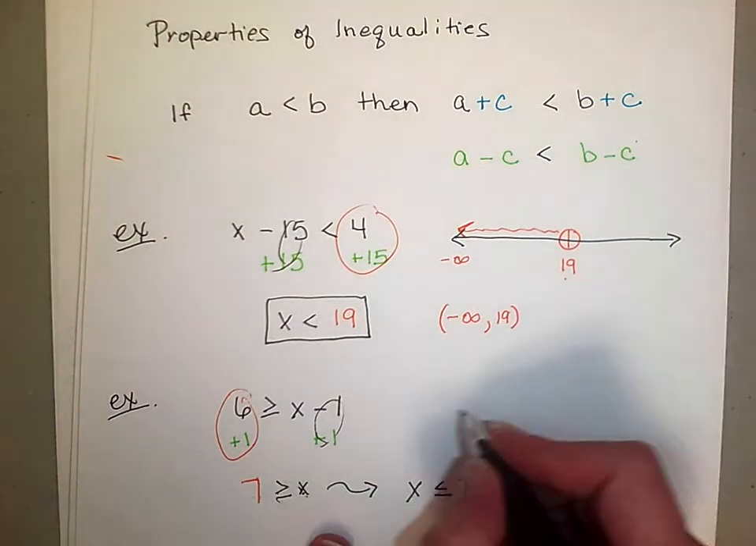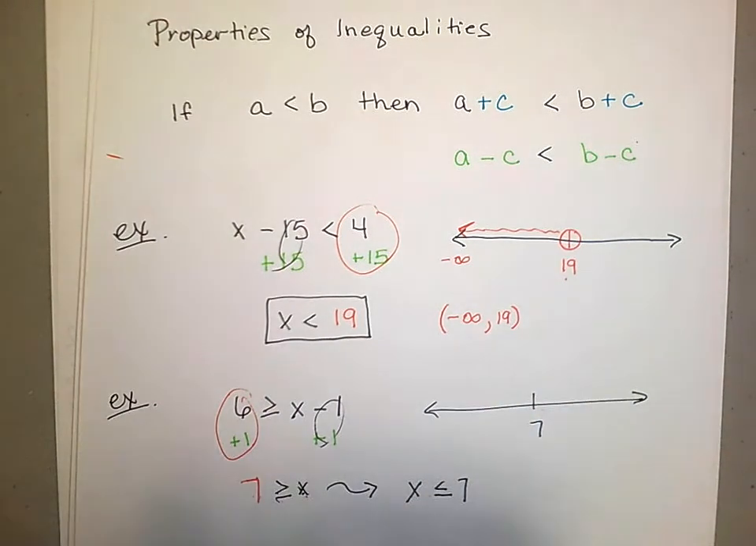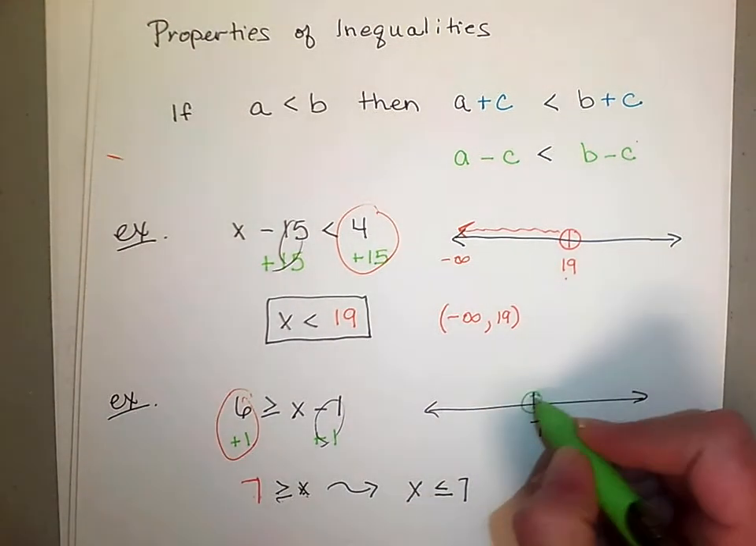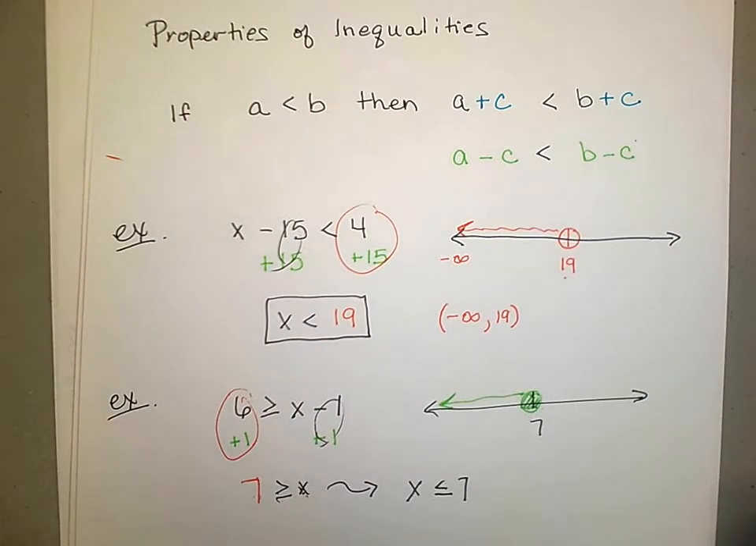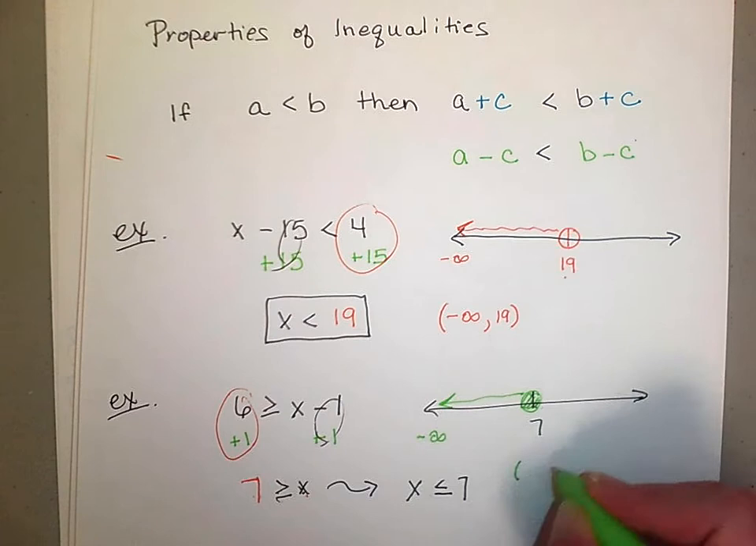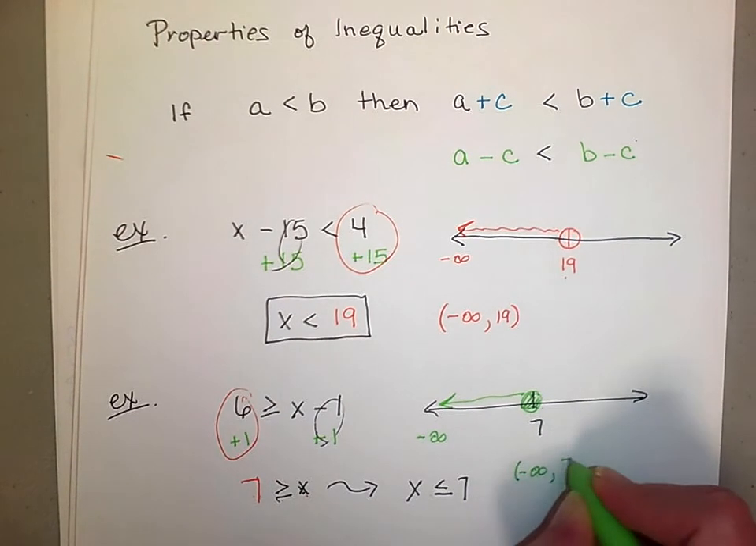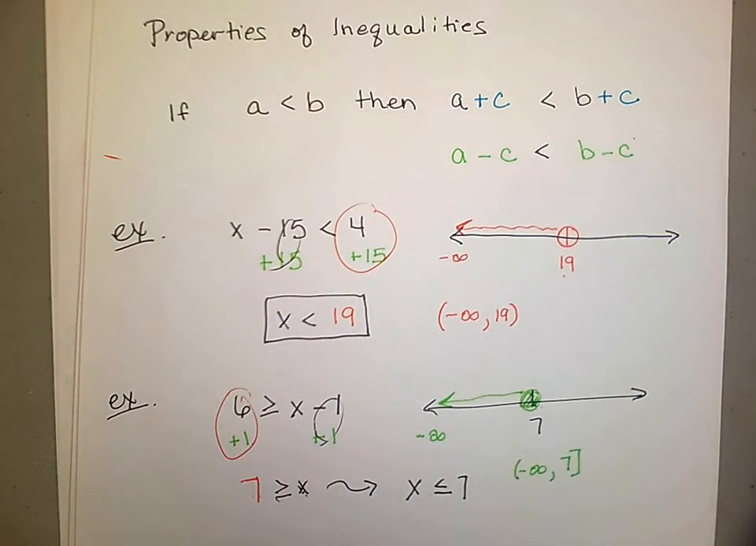On the number line, then, it would look like this. Here's 7. 7 can be included. And here's the less than portion of it. Its interval would go from negative infinity to 7 with a bracket because 7 is included.